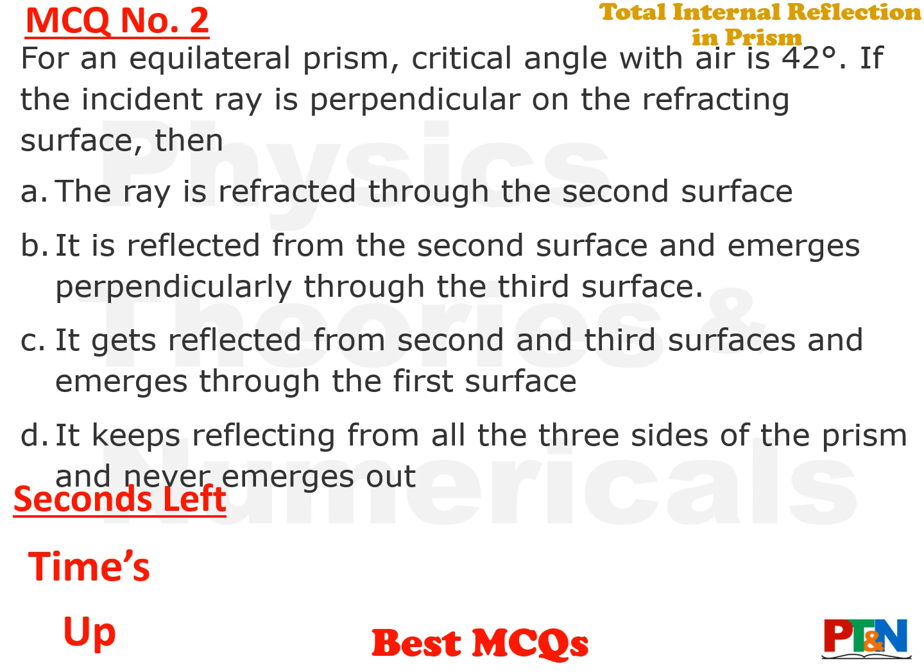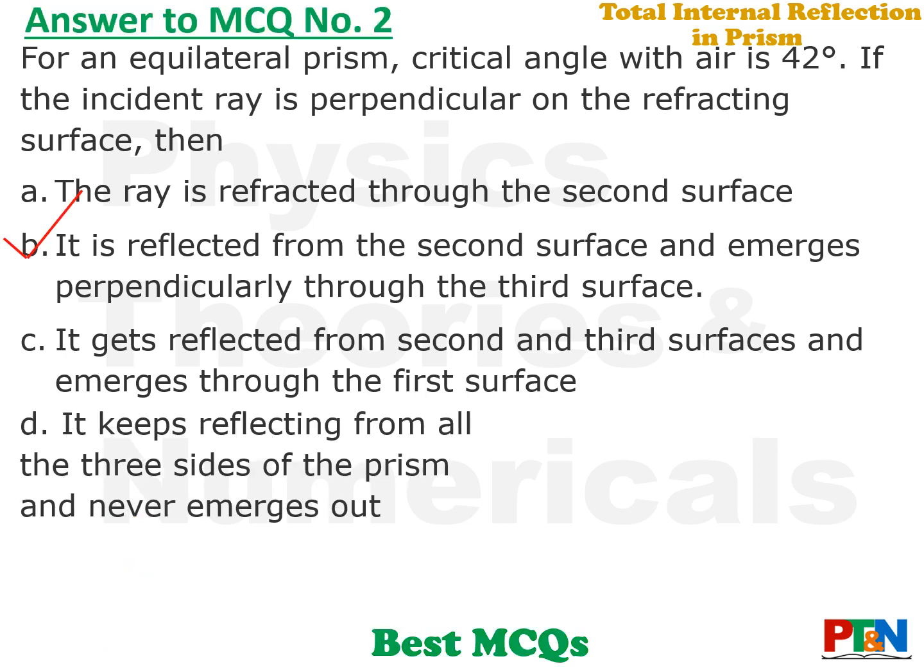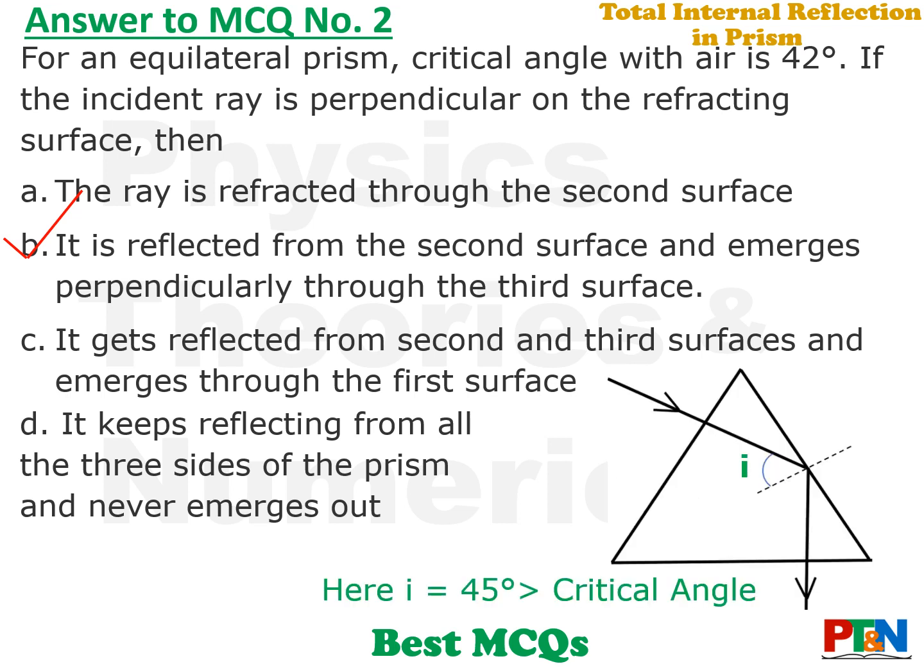Time's up. Let's see the answer. The answer is option B. That is, it is reflected from the second surface and emerges perpendicularly through the third surface. Let's see the ray diagram also. So here the angle of incidence on the second surface is 60 degrees, which is more than the critical angle. Given critical angle is 42 degrees, so it is more than the critical angle. So the ray will get internally reflected on the second surface and it will come through the third surface perpendicularly.